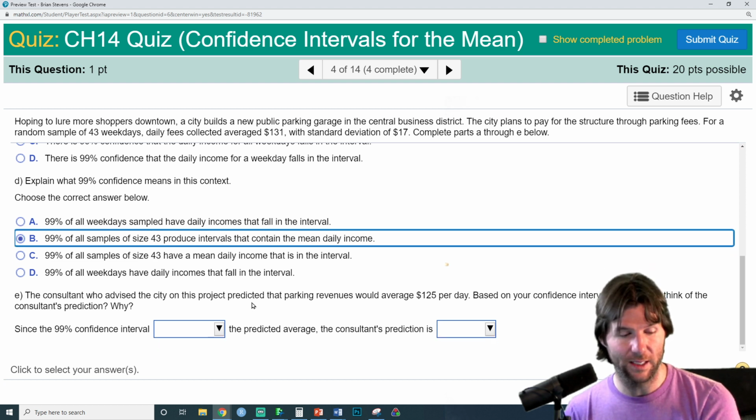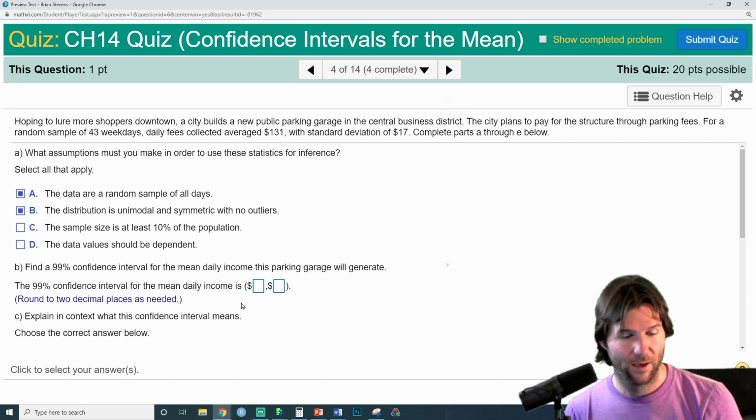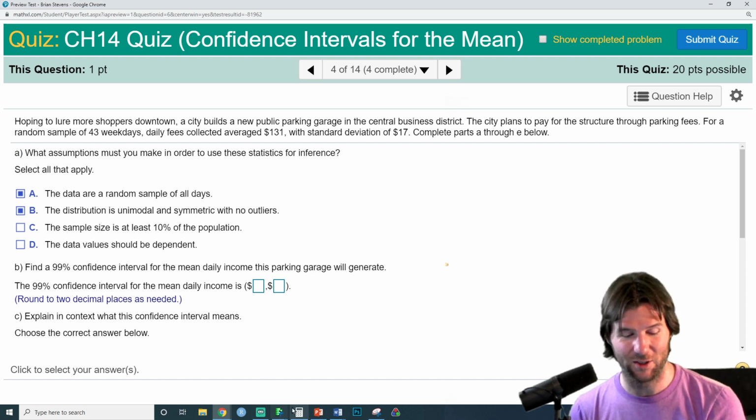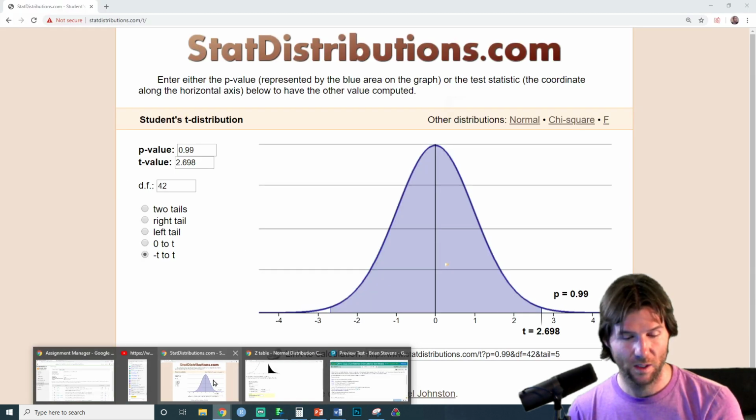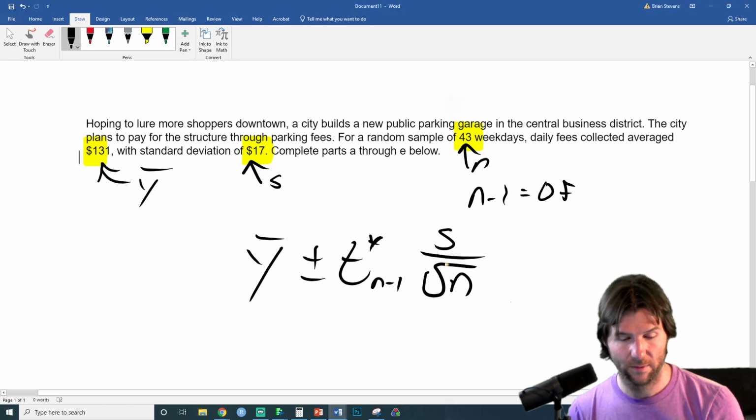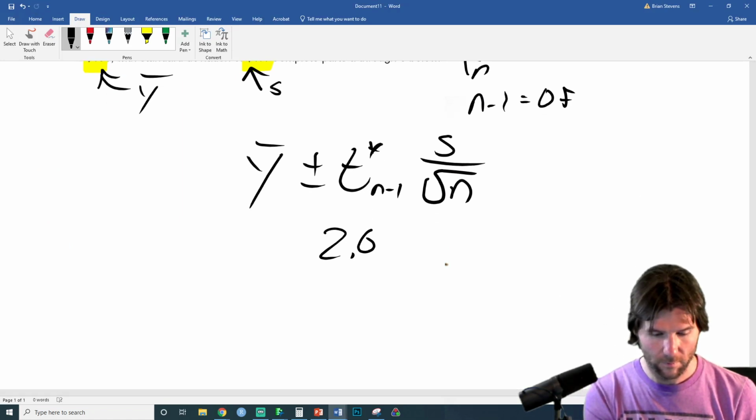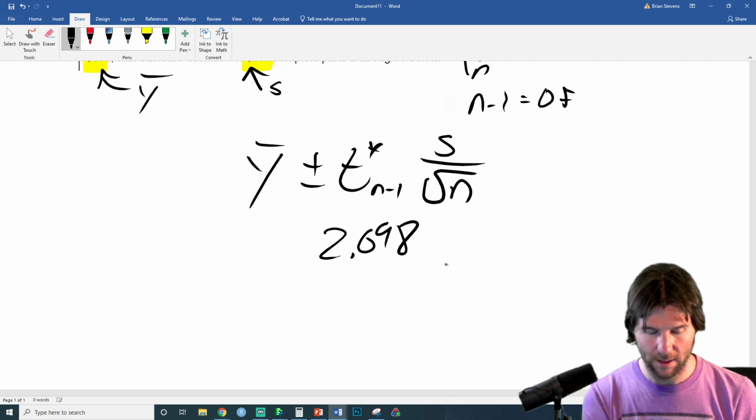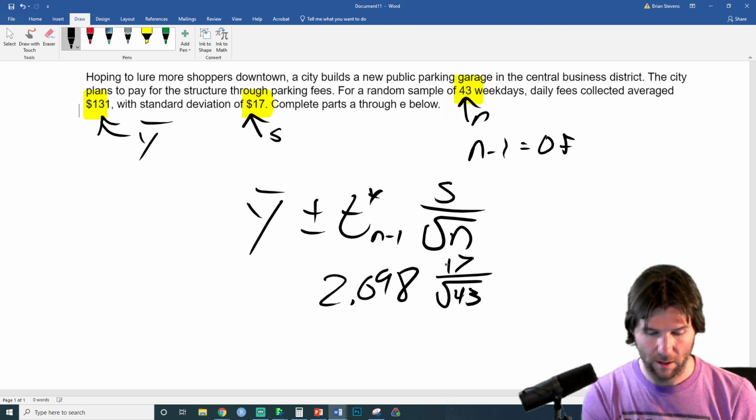The consultant who advised the city on this project predicted that parking venues would average this. Is he truthful about that? Well, we got to find the interval. Okay, let's do it. We got this. So we got to get our number from here. Our number is 2.698. And s was what again? 17 over the square root of 43.